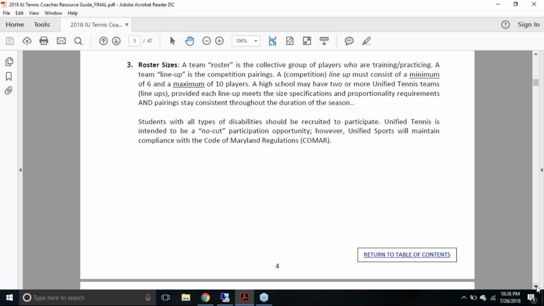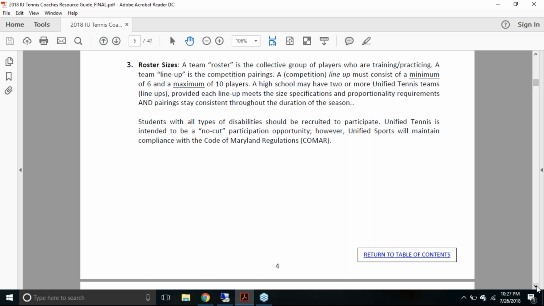Roster sizes. A team roster is the collective group of players who are training or practicing together. A team lineup is the competition pairings. A competition lineup must consist of a minimum of 6 and a maximum of 10 players. Please note that those players have to be formed into doubles teams in order to be eligible for competition. So when we say a minimum of 6 players, that means a minimum of 3 doubles teams.